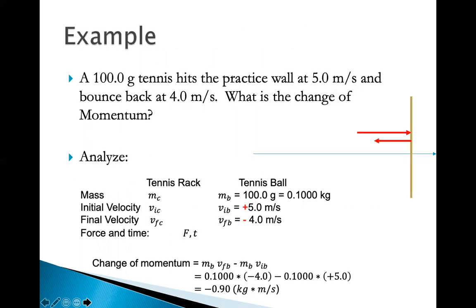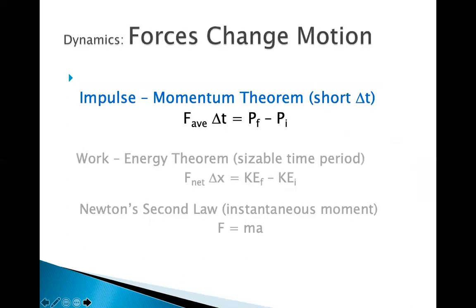For example, a 100-gram tennis ball hits the practice ball at 5 meters per second and rebounds at 4 meters per second. What's the change of momentum? Applying the definition of momentum, we can calculate the change of momentum, and that's negative, meaning the direction is opposite the initial direction. That means the momentum decreased and changed direction.